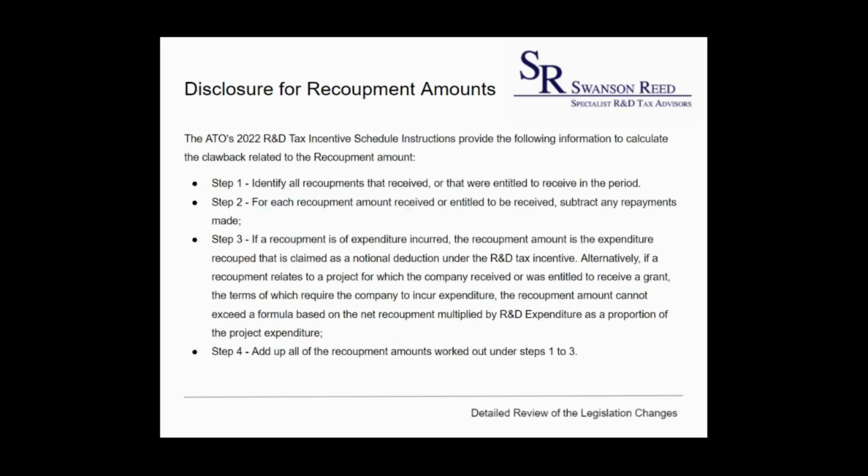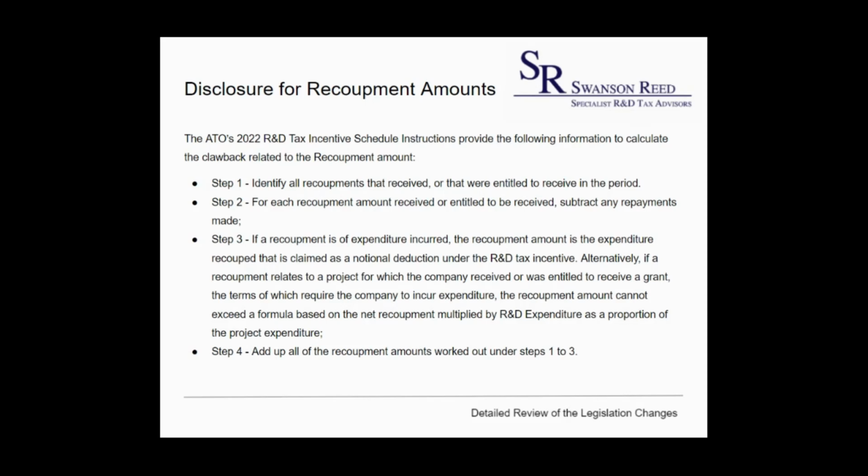The ATO's 2022 R&D tax incentive schedule instructions provide the following information to calculate the clawback related to recoupment amounts. Step 1. Identify all recoupments that were received or entitled to be received in the period. Step 2. For each recoupment amount received or entitled to be received, subtract any repayments that were made by the company. Step 3. If a recoupment is of expenditure incurred, the recoupment amount is the expenditure recouped that is claimed as a notional deduction by the company under the R&D tax incentive schedule.